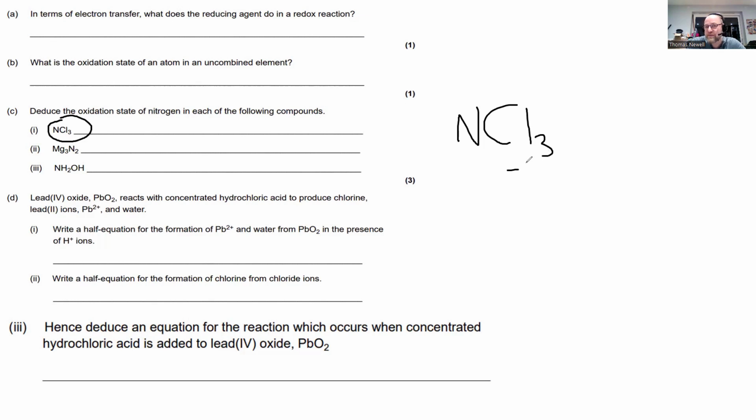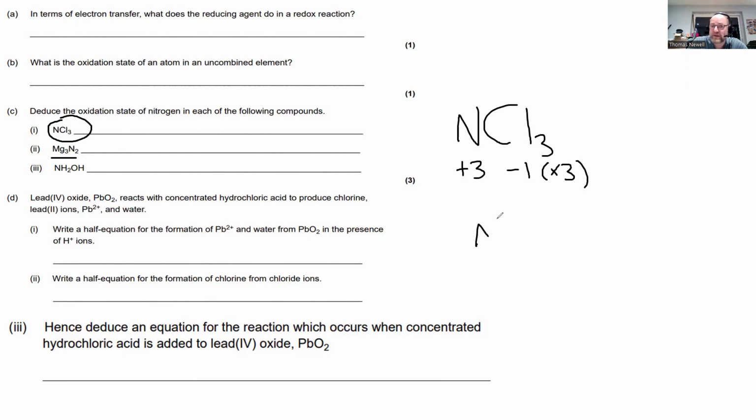Chlorine is -1. Nitrogen here, nitrogen likes to be different things. Nitrogen can be +3, so lovely jubbly. Right, let's look here. We have magnesium and we have, oh, by the way, a -1, you've got to remember that because there's 3 chlorines, you've got to times that by 3, and that makes -3, which means the nitrogen must be +3.